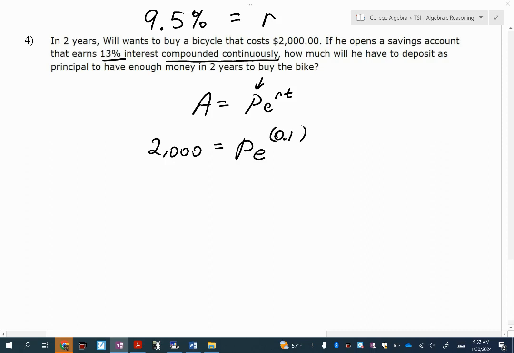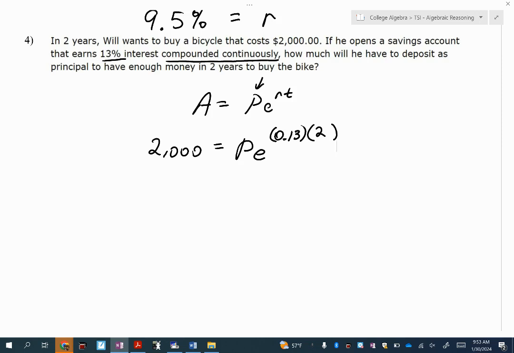0.13. Excellent, 13%, which is 0.13. How many years is the money going to be in the account? 2 years. Does it matter if I switch? No. Now, remember, E raised to a power that doesn't have an unknown is just a number. This is different than the last 2 that we did. Number 2 was unknown time, and number 3 was unknown rate, or R. But if you know both of them, E to whatever this is just a number.